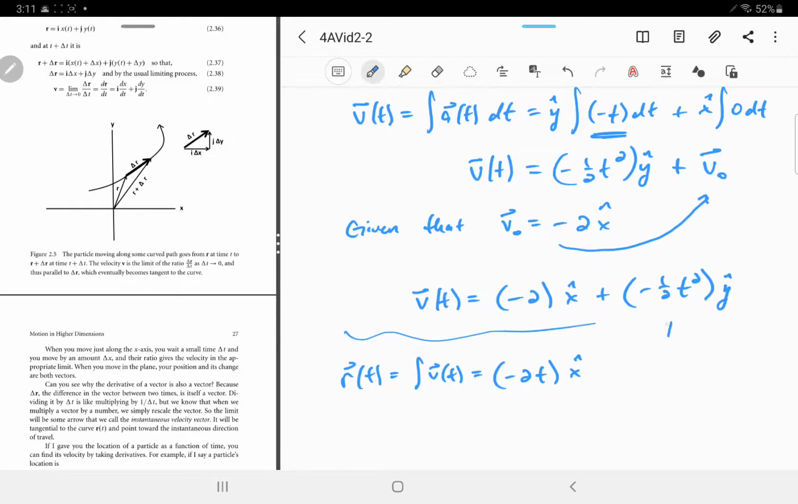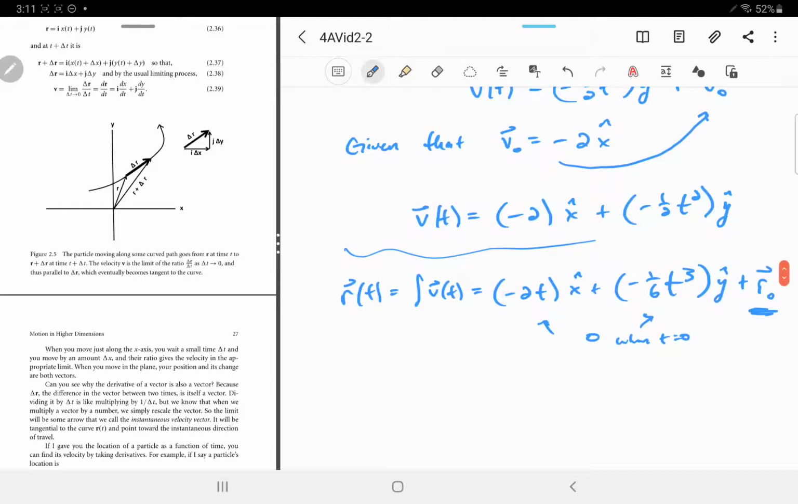And then the integral of t squared is 1/3 t cubed. So we get a minus 1/6. Remember, there's still the minus 1/2. T cubed y hat. And we still can have a constant of integration for each of those pieces. So it's a constant vector of integration. And this is going to be the initial position of the particle. Right? Notice how if you plug in t equals 0, each of these terms is 0. So this is 0 if you plug in t equals 0. So the correct interpretation of that constant of integration is it's the position vector when t equals 0.